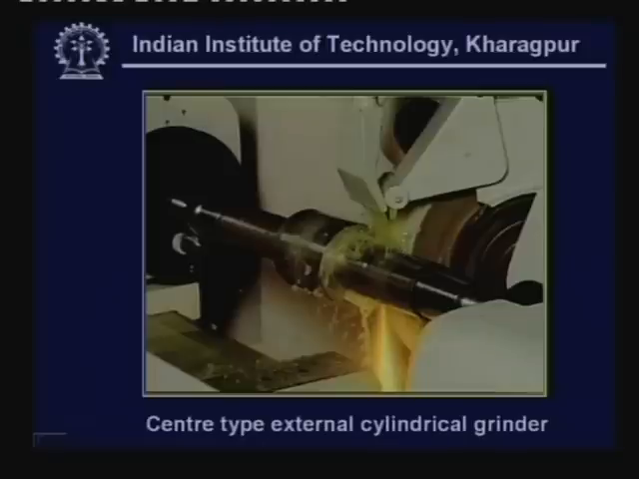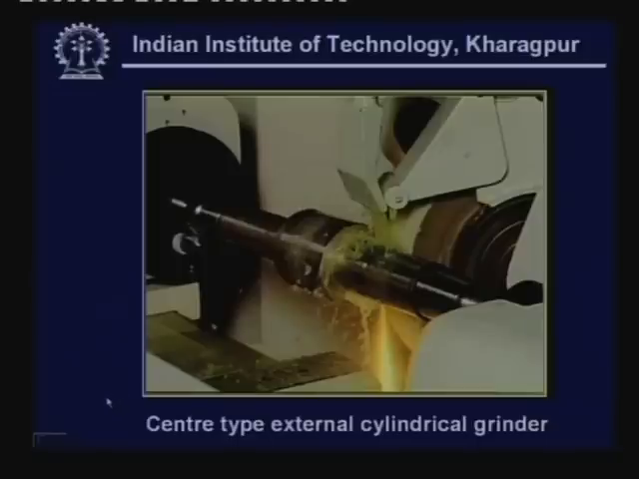This is the wheel, which is quite large compared to the workpiece, which is held between two center supports. There is application of the fluid. Normally, the wheel diameter is quite large compared to the diameter of the workpiece. It is just to enhance the wheel life, so that the grinding action is distributed over a larger perimeter of the wheel. So, this gives us a longer life of the wheel.